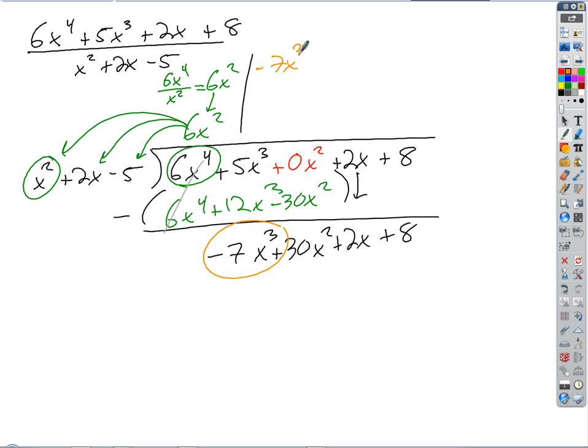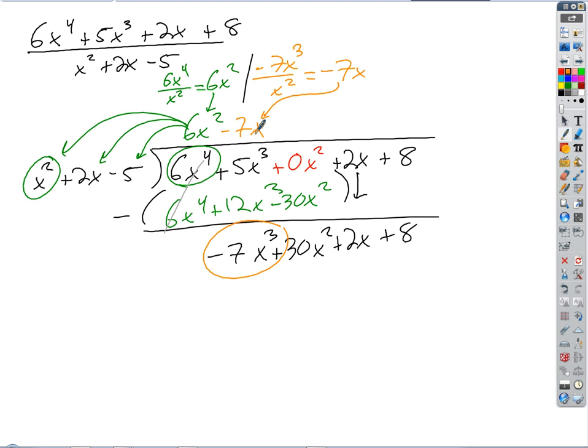Negative 7x cubed divided by x squared is what? Negative 7x, right? Good, we get negative 7, and x cubed over x squared is x to the 3 minus 2. So that's going to be my next answer, or the next term in my answer, right? So I'm going to get a minus 7x. What do you think I do with the minus 7x now? Distribute. I'm going to multiply, which means I have to distribute to each term, right?